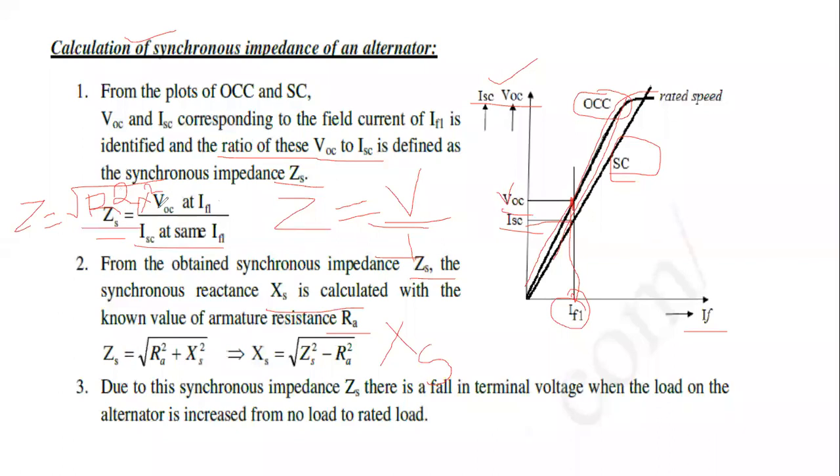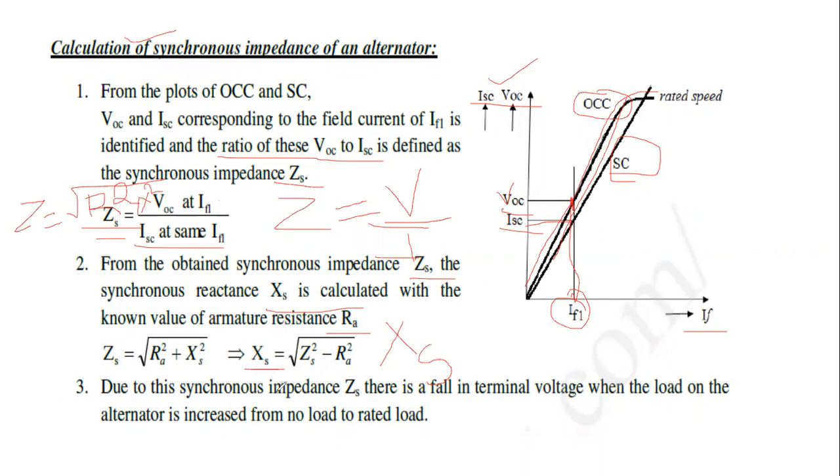R square plus X square. And from this equation, we are calculating the XS, that is the synchronous reactance. Therefore, XS is equal to the square root of ZS square minus RA square, where ZS is VOC by ISC. Then we calculate the RA value, and then we easily calculate the XS, that is the synchronous reactance.